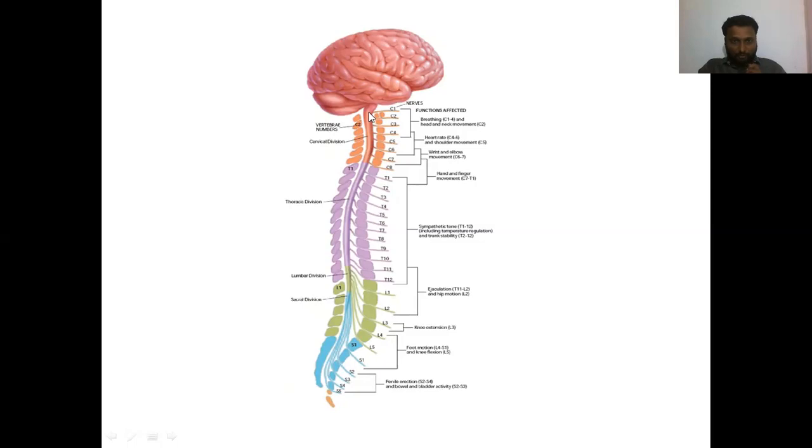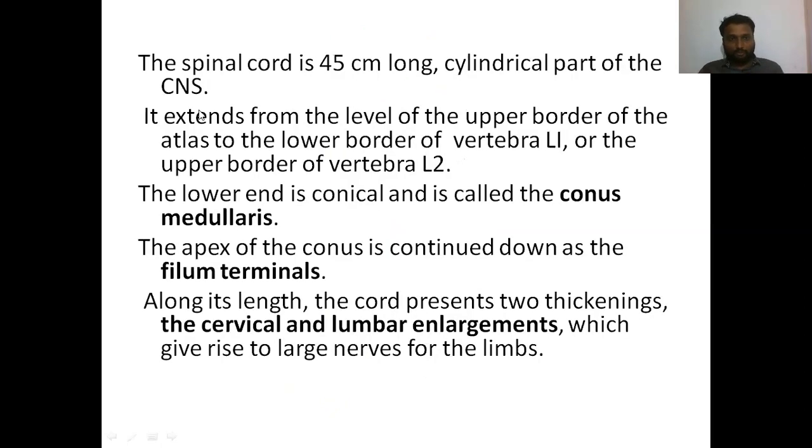So the upper border of C1 is here, and then the lower border of L1. This is the L1 vertebra section. The lower border is here, at this level. This diagram is a little bit wrong. So the lower border of L1 or the upper border of L2 is at the same level. This is the upper border of L2, or the lower border of L1. So it extends up to that level. The upper end lies at the upper border of C1, and the lower end lies at the lower border of L1. So the extension is also clear.